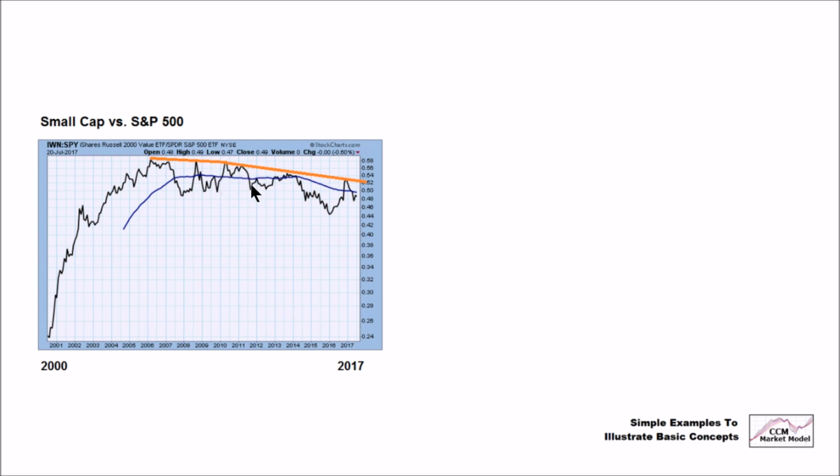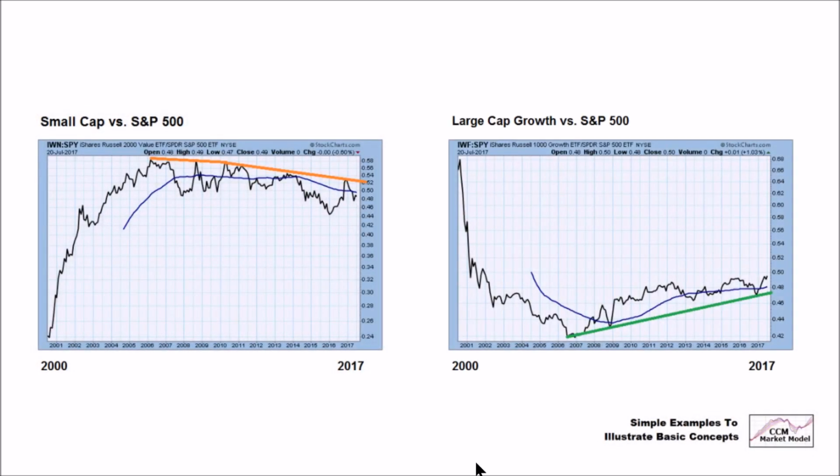Let's compare and contrast this long-term trend with the long-term trend of IWF, large cap growth, relative to the S&P 500 roughly over the same period, 2006, 2017. Instead of making a series of lower highs and lower lows, this trend is making a series of higher highs and higher lows. This is a bearish trend against IWN and in favor of SPY. This is a bullish trend in favor of IWF over SPY.